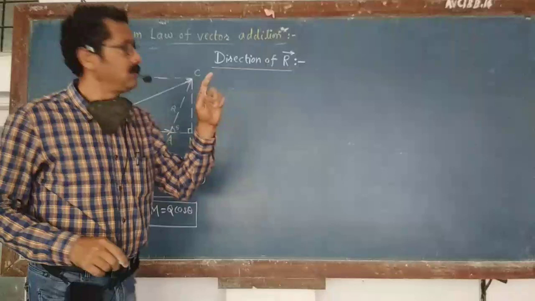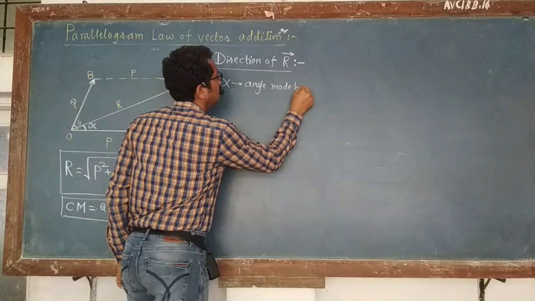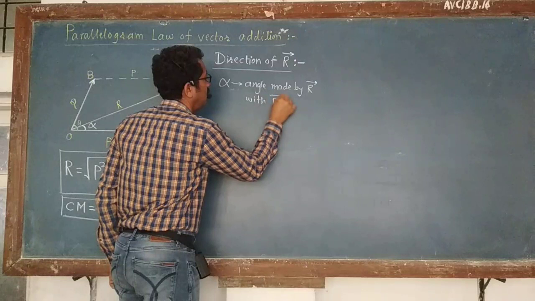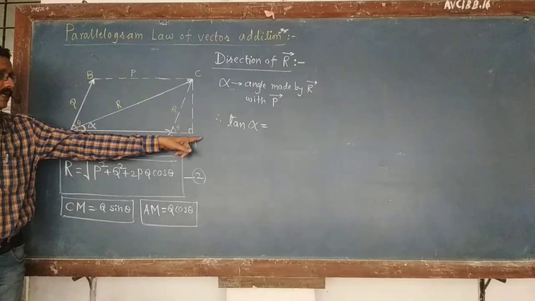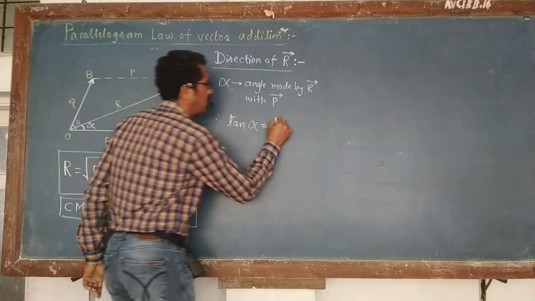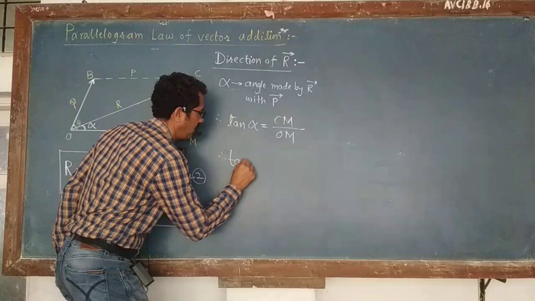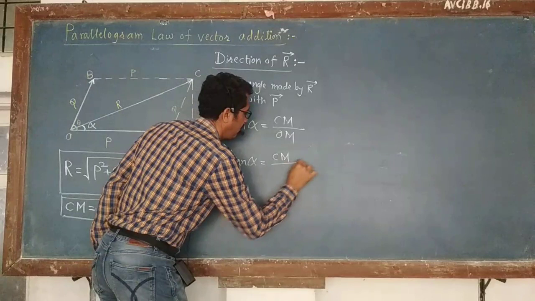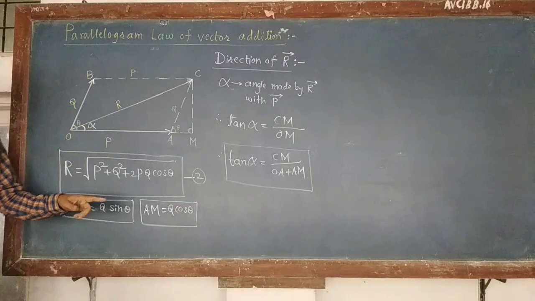I have already said that let alpha be the angle made by the resultant vector r with your vector p, and therefore I get that tan alpha is opposite upon adjacent. What is opposite for this alpha? Cm. Adjacent is Om. So tan alpha is equal to Cm divided by Om. But how much is Om equal to? Om is Oa plus Am. So I get tan of alpha is equal to Cm divided by Oa plus Am. This is exactly why I needed those things earlier, Cm and Am. That's why I calculated and determined them earlier.